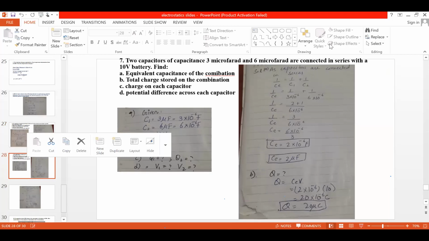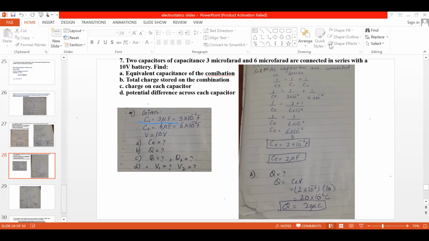The next part, 7, is two capacitors. If you are not seeing clearly from the slide, you can also see the question with the help of your book, which is on page number 102. Two capacitors of capacitance 3 microfarad and 6 microfarad are connected in series with a 10 volt battery. So the voltage is 10 volt.